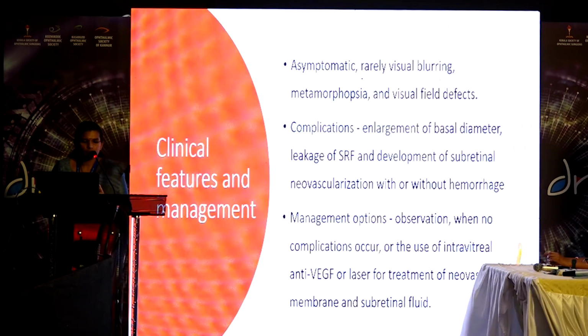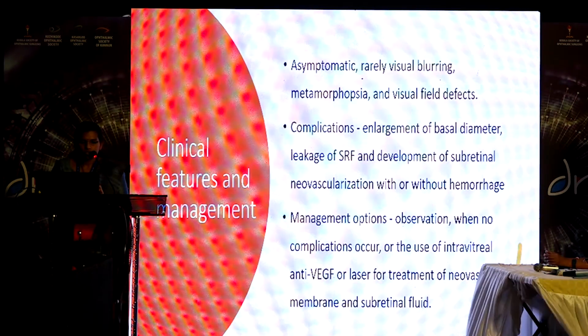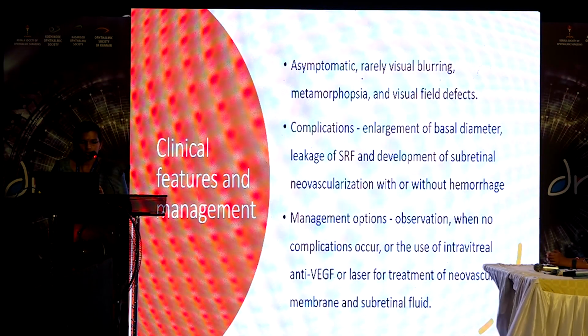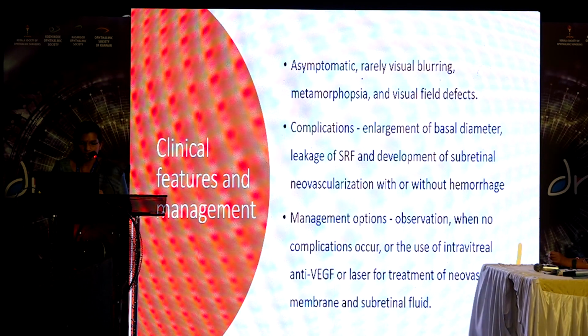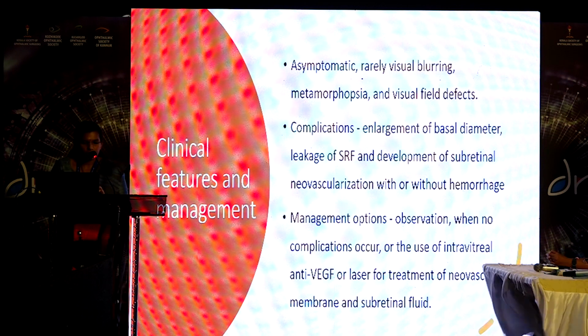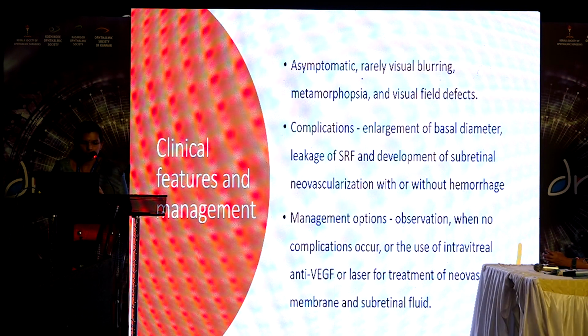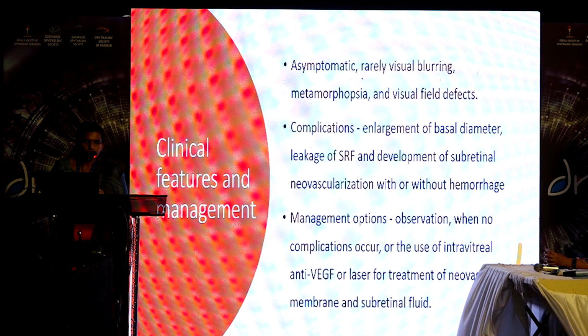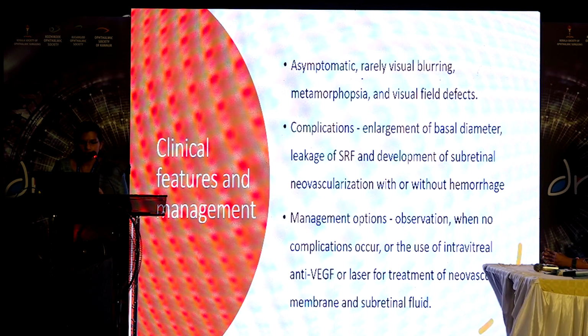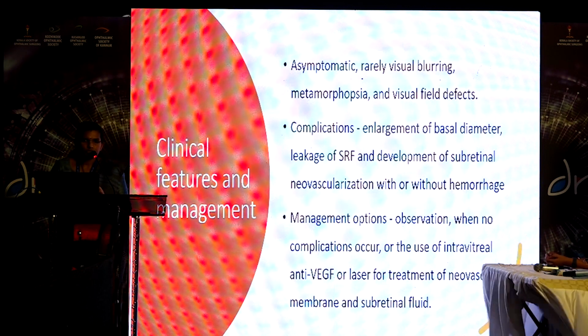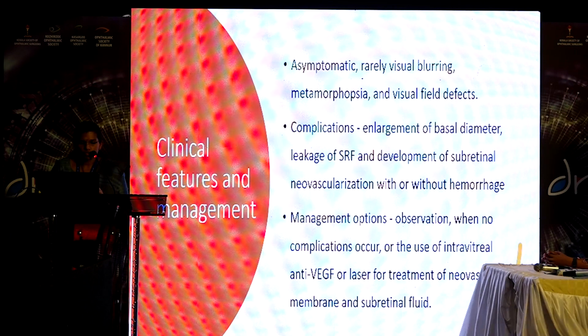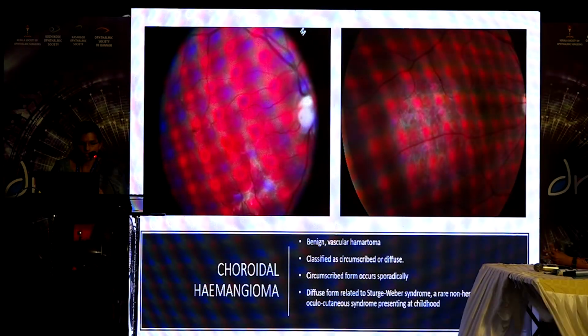Usually it presents as asymptomatic, but depending on the location it can rarely present as visual blurring, metamorphopsia or visual field defects. The complications of this choroidal osteoma are enlargement of the basal diameter, leakage of subretinal fluid, and development of subretinal neovascularization with or without hemorrhage. The management options are observation if there are no other complications, or intravitreal anti-VEGF agents can be used in the case of subretinal fluid or neovascularization.